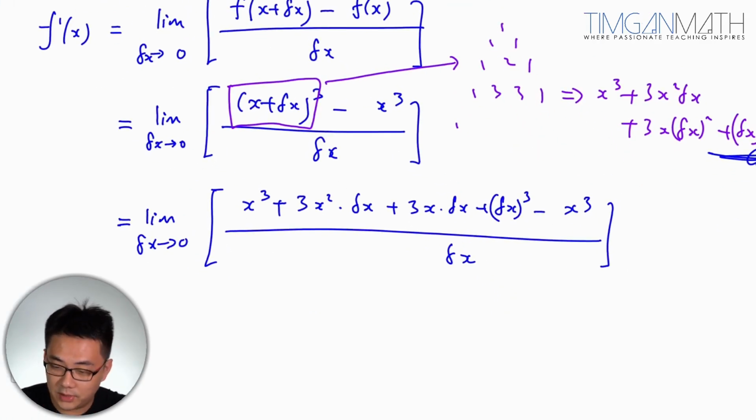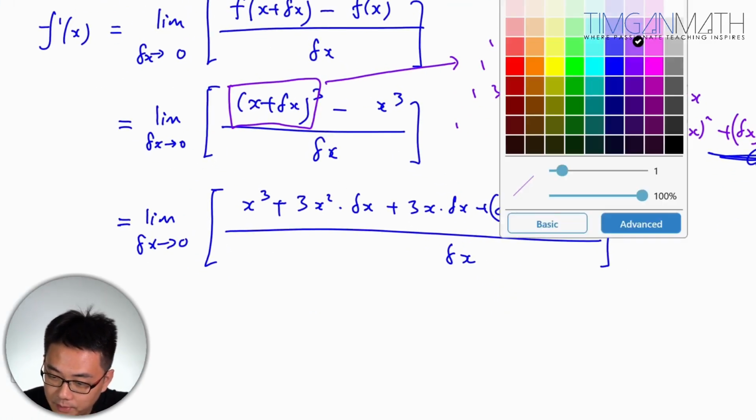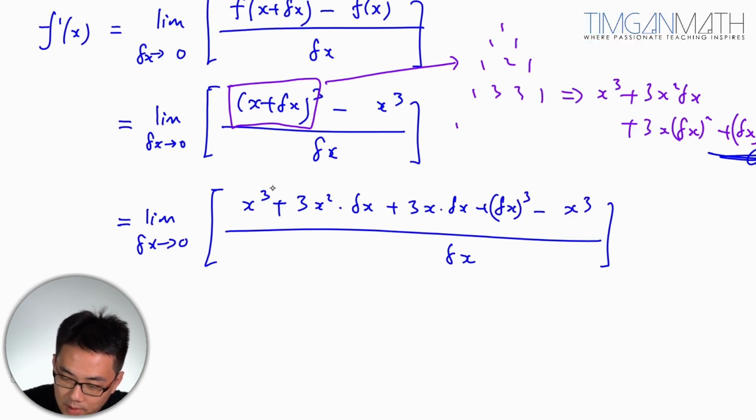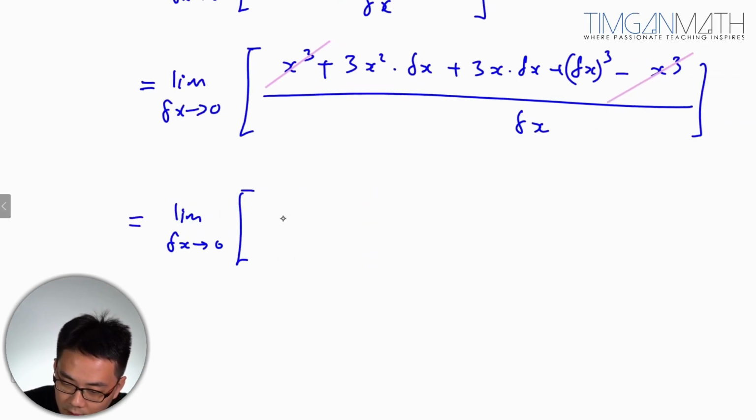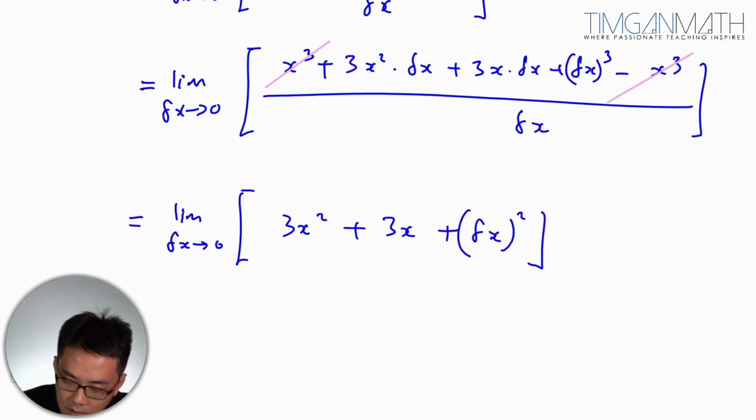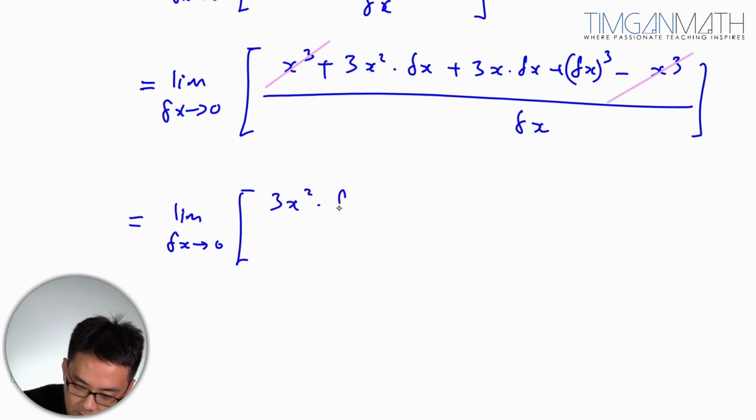Then what you do is actually, of course, this will minus off this. This will minus off this. Okay, then I'm just gonna simplify this, and I'll eventually get 3x squared plus 3x plus sigma x squared. Am I doing okay? Maybe I'll just do this carefully.